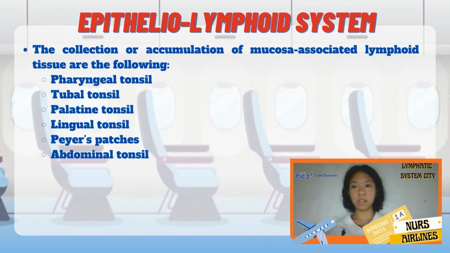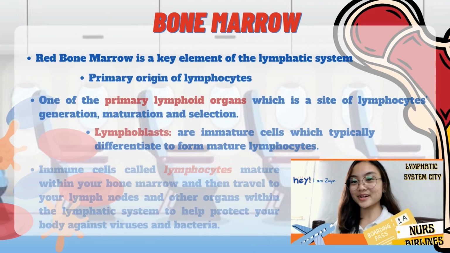The collections or accumulations of mucosa-associated lymphoid tissue are the following: pharyngeal tonsil, tubal tonsil, palatine tonsil, lingual tonsil, Peyer's patches, and the abdominal tonsil. Most of them are found within the pharynx and also fight infection. On to our next town.